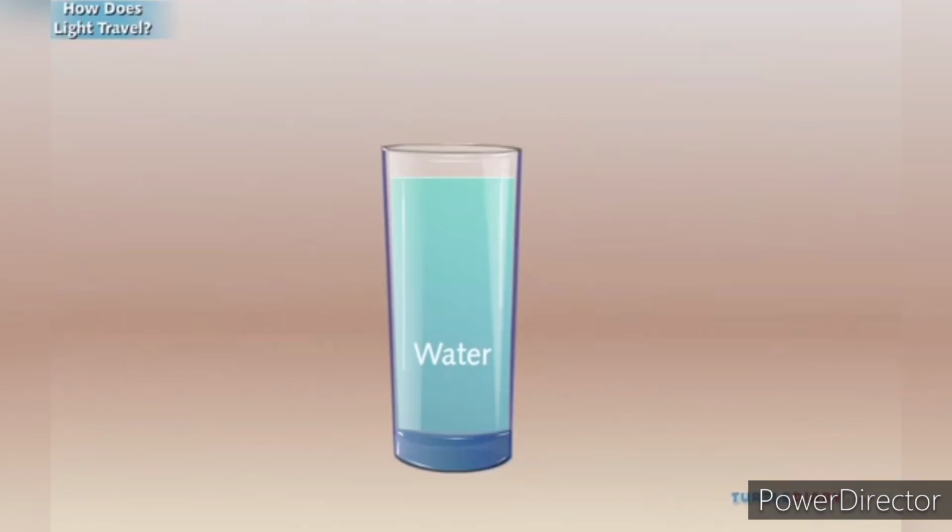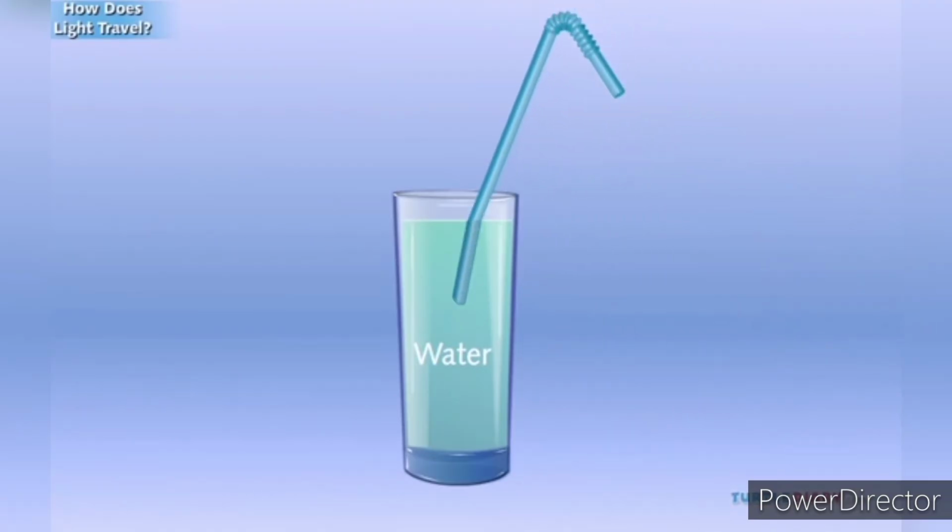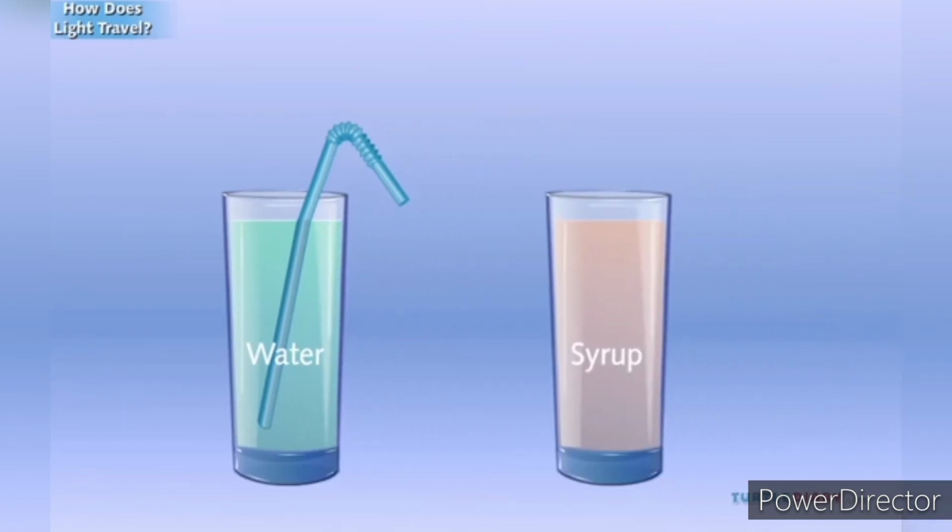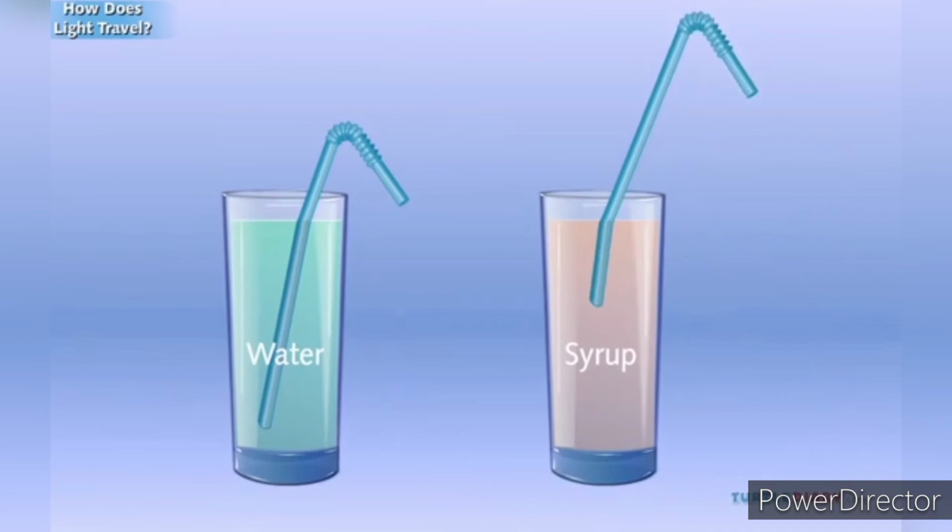Think of how you're slowed down when you walk through water. This slowing down of the light speed also makes it bend or refract. Have you ever noticed that when you put a straight straw into a glass of water, it looks like the straw is bent? That's the result of refraction. A thicker liquid like syrup bends the light even more.